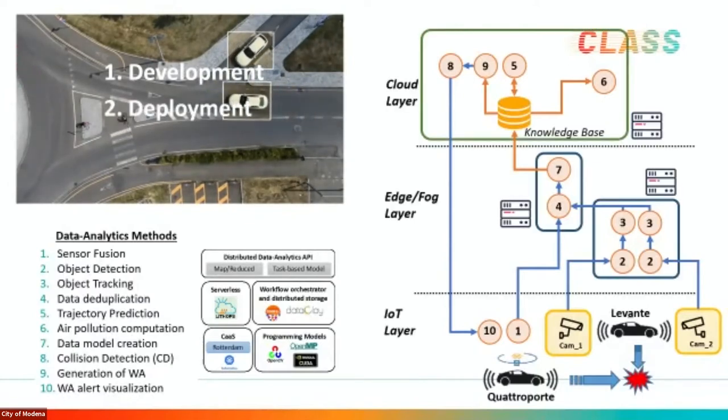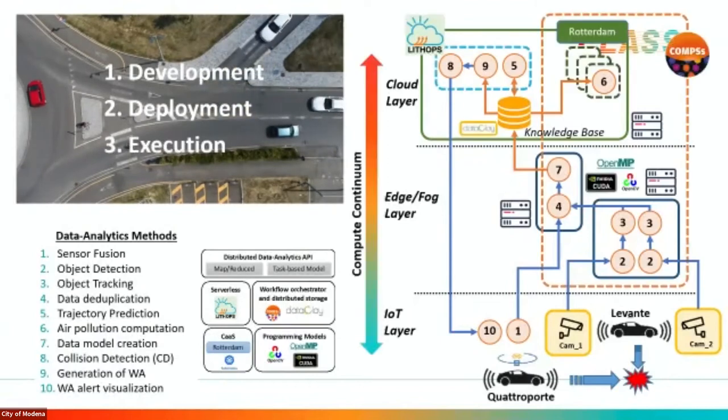We are also deploying this, so determining the best computing resource on which the different data analytics methods must execute in order to minimize the execution time, minimize communication latency, and provide real-time guarantees. And finally, we execute using the different technologies included in the CLAS software architecture. All this is going to be explained across the different presentations you are going to see today.